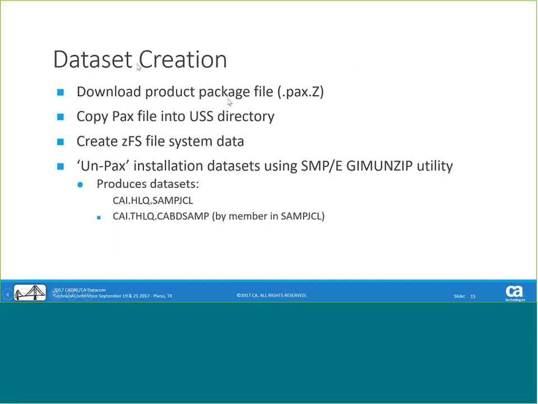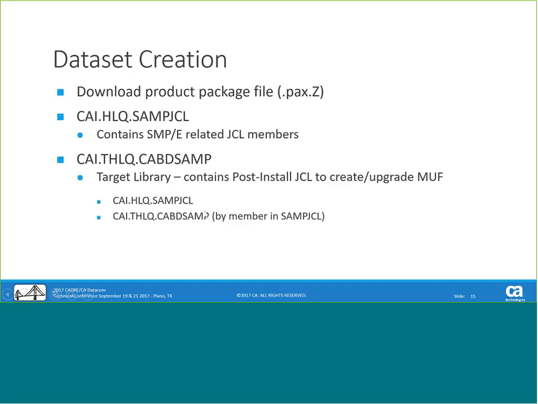This is pretty basic stuff. You want to download the product package. You want to copy the PAX file into your USS directory, create your ZFS, unpack the installation. The important part here is that when you are going to actually do the upgrade of the software on the mainframe, you need to have access to the SAMP JCL. Okay, it's in the CABD SAMP member, but it's the SAMP JCL data set. That's where all the JCL for doing installation and upgrades are located.